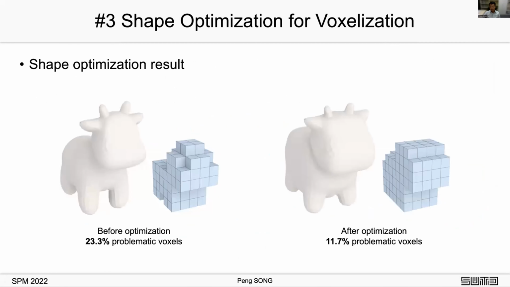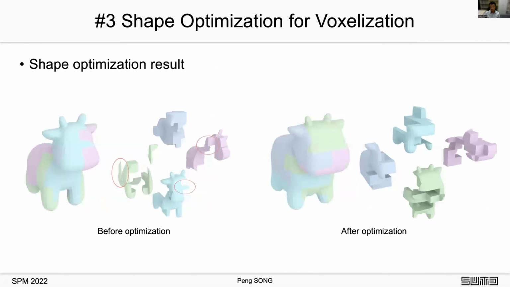Here we show the input smooth shape before and after the shape optimization, which reduces the percentage of problematic voxels from 23% to 11%. The optimized shape is close to the original one and looks like being inflated to fill the voxelization as much as possible. And the optimized smooth shape leads to structurally sound pieces, as shown on the right.